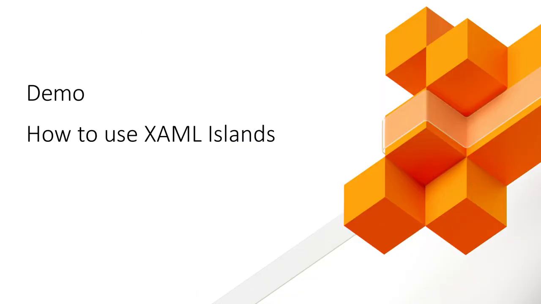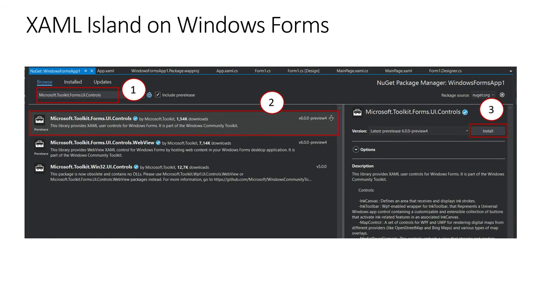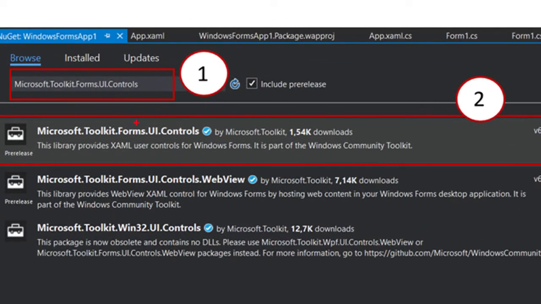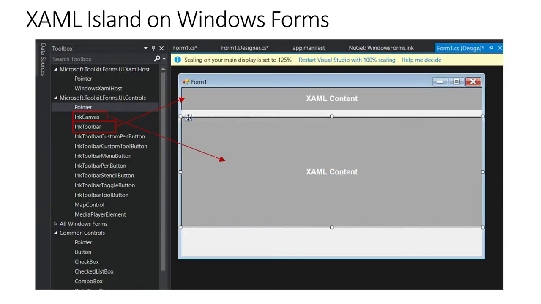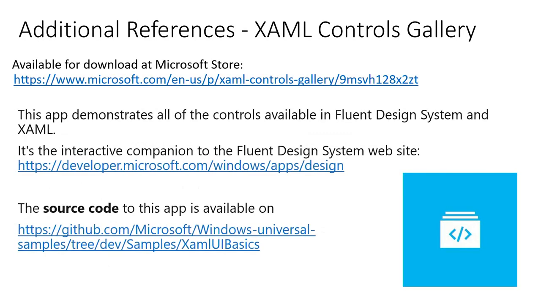Okay, what about WinForms? For WinForms it's the same thing. All I need to do is use this other namespace. Instead of WPF, it's supposed to be forms. And take a look at how easy it is to consume that. It's available in the toolbox, in the Microsoft Toolkit Forms UI controls. You can just drag and drop to your form. Basically, it's only that.